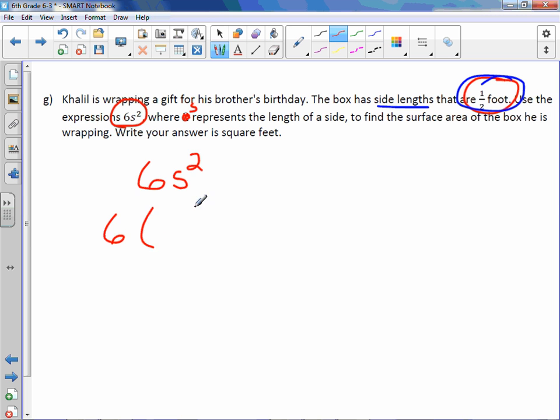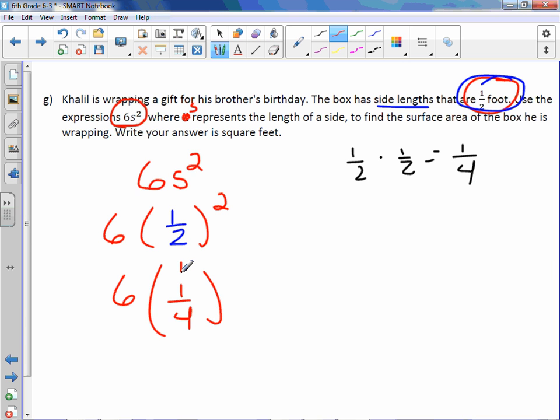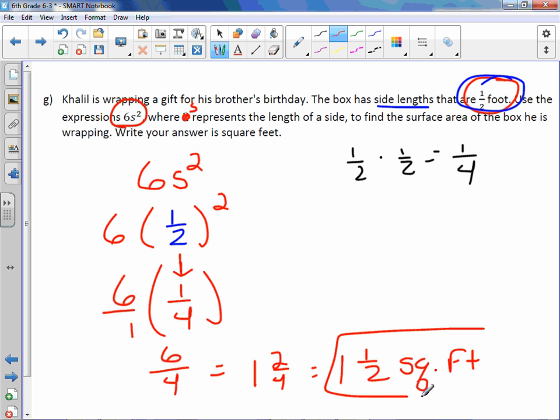So 6 times 1/2 squared. Remember, 1/2 squared is 1/2 times 1/2, which equals 1/4. So this is 6 times 1/4. Put the 6 over 1 and multiply across. We get 6 over 4, which can be rewritten as 1 2/4 or 1 1/2. And our answer is in square feet, so 1 1/2 square feet.